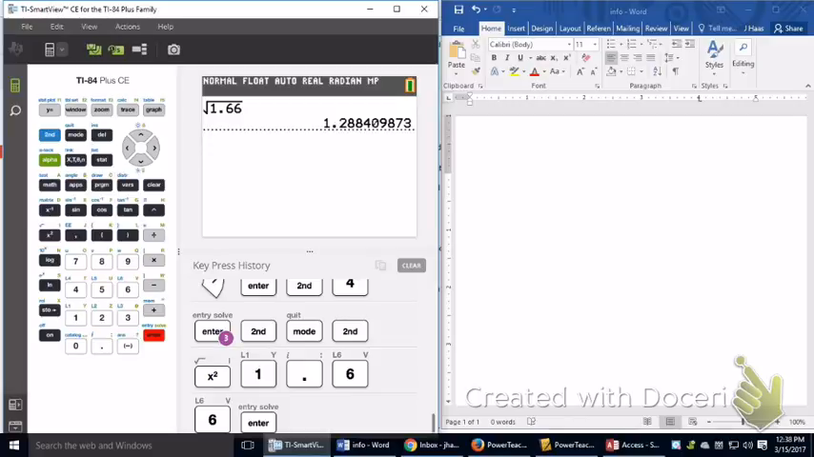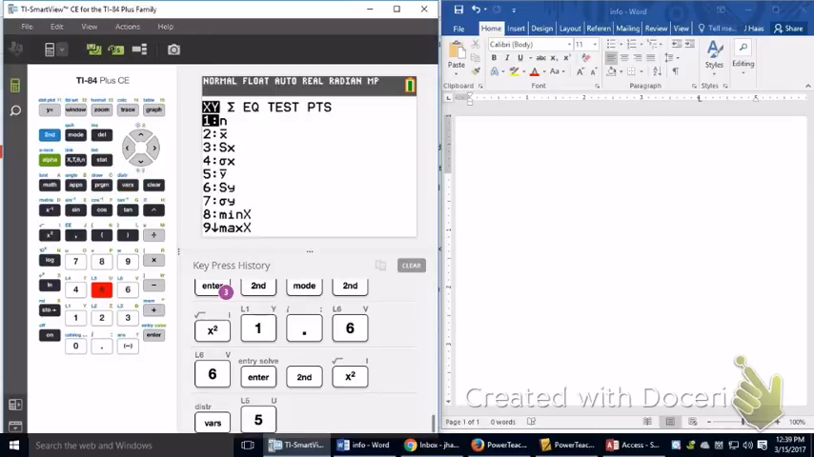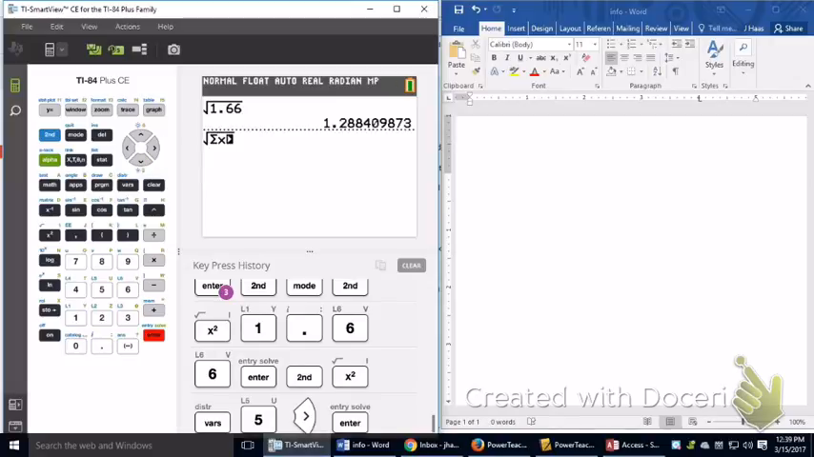Now, there is another way you can pull that 1.66 up without having to type it in. I can do the square root of, and I can pull that exact value by going to vars, and then down to statistics, option number 5, and then over to sum, and that is going to pull out the most recent value for my sum of my x's. So you can see it really didn't make much of a difference in this case at all, but that is how you could avoid typing in the 1.66.